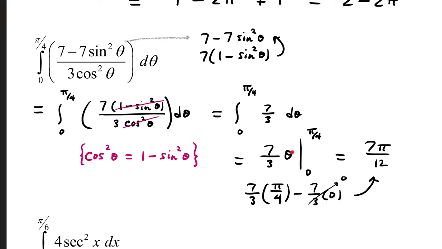Evaluated at pi over 4, minus, and then evaluated at 0. 7/3 times 0 is 0, so the only calculation we really need to make is right here in the front, 7 pi over 12. That's the exact area between this function and the x-axis, the net area, if some is above or some of it is below, but that's your net area for this function between these two angles.